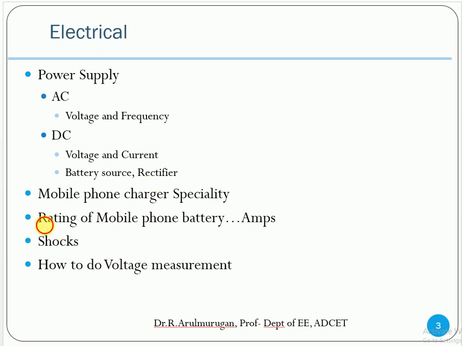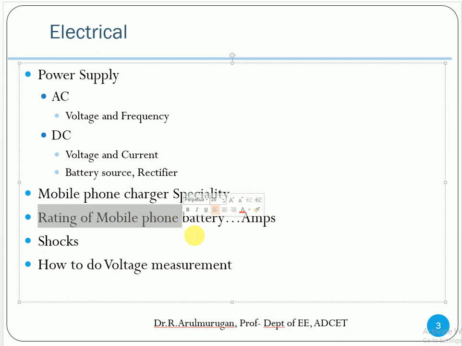Then next, we have discussed the mobile phone battery. 2000 milliampere hours, 4000 milliampere hours, 5000 milliampere hours. Nowadays the battery rating is coming like that. So what is it used for? The backup time increases: 1 day into 2 days, 2 days into 3 days. The battery backup time is increased.